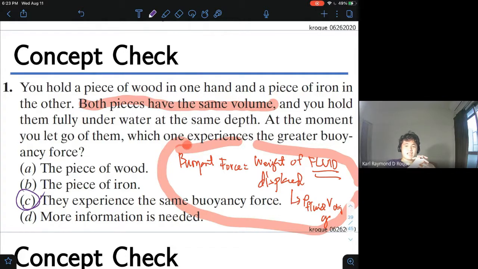Yun lang. So, whatever's inside the object you have, kung ano man yung na-displace niya, that's the buoyant force. It depends on that, and that only. What happens if you have air inside? It just changes the density of your wood. Bababa yung density. Yun lang yun. Mas mabilis siya mag-float, something like that, no?